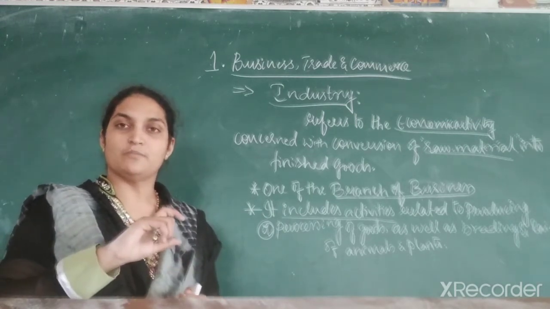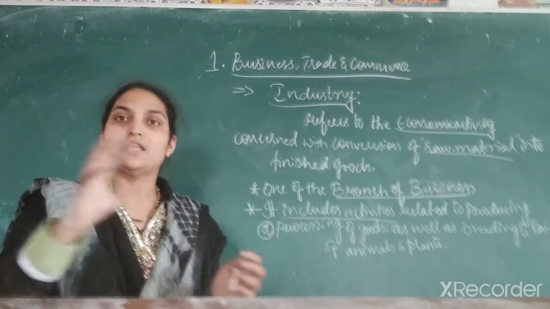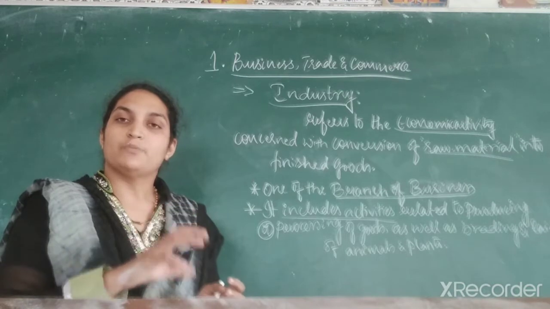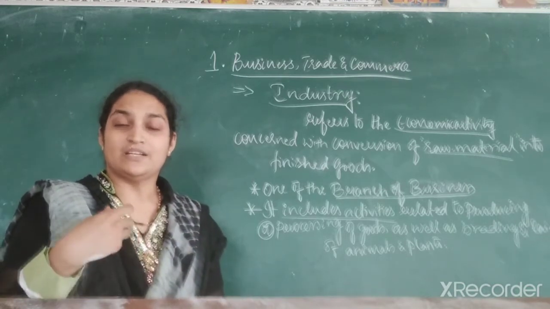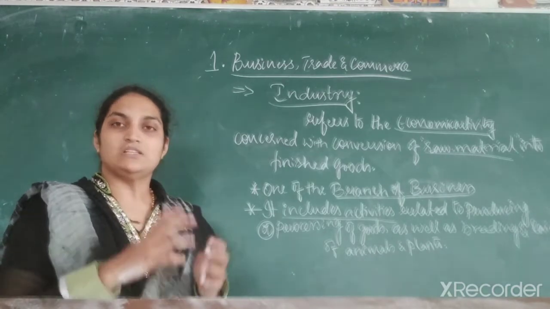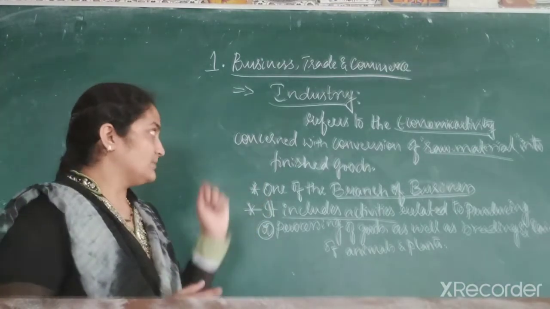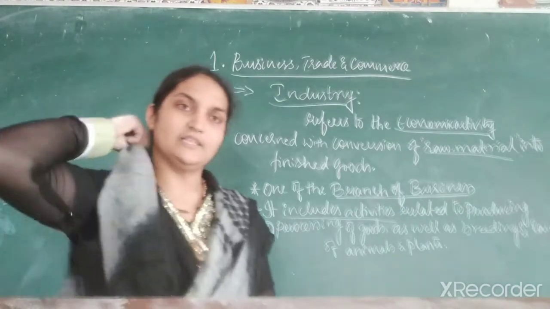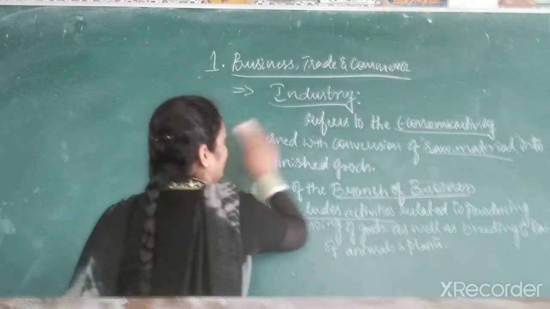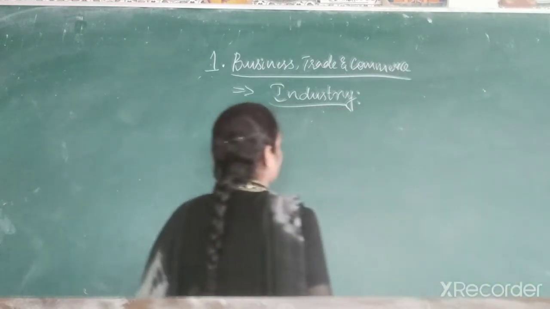For example, electronic industries produce electronic devices. Textile industries produce textiles, that is, clothes and fabric. Such firms are called industries. That is what industries are. Again, the industries have been classified into three ways.